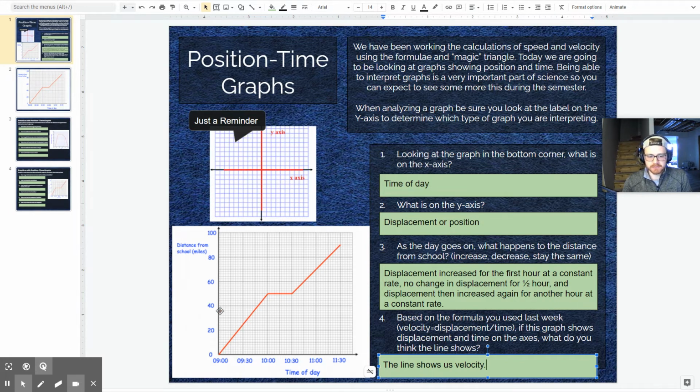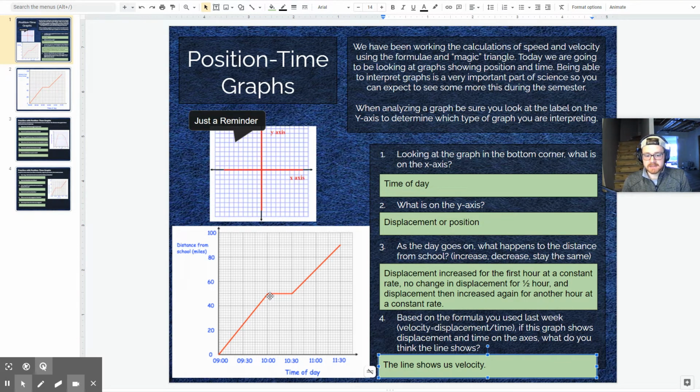Okay. So again, from here to here, from 9 to 10 p.m., we traveled 50 miles in 1 hour. So what does that tell you? If we traveled 50 miles in 1 hour, we were moving with a velocity of 50 miles per hour, and we'll say forward.